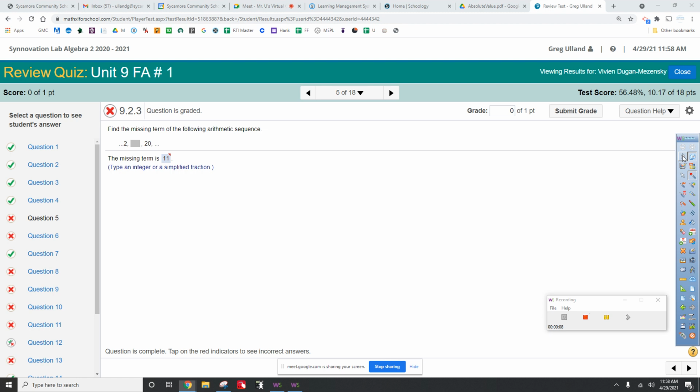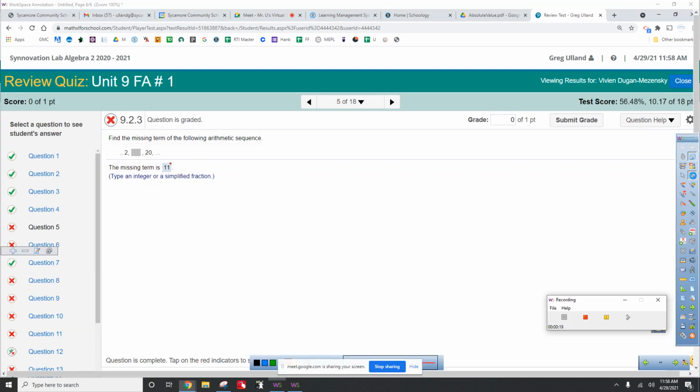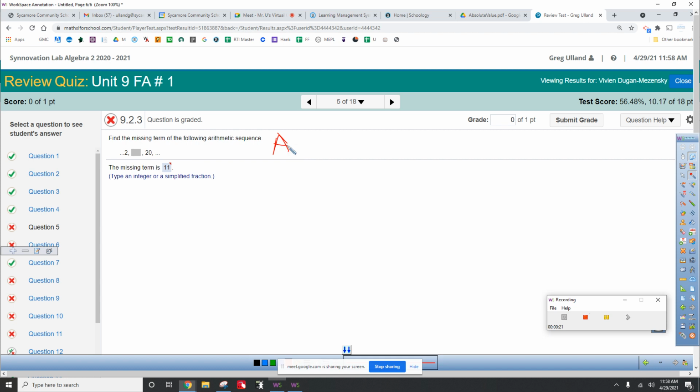Before I help you, I need to make sure you understand that this whole unit is about arithmetic and geometric. Okay? Arithmetics, you add or subtract to get from one term to the next. Geometrics, you're going to multiply to get from one term to the next. Even if it's getting smaller, we're going to consider that multiplication.